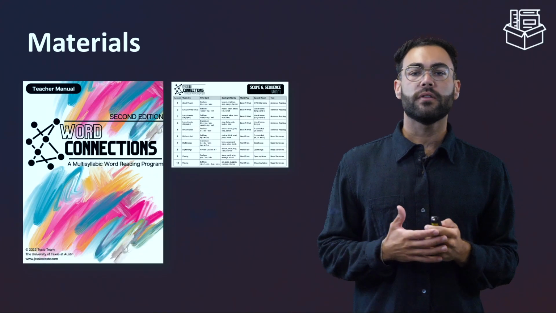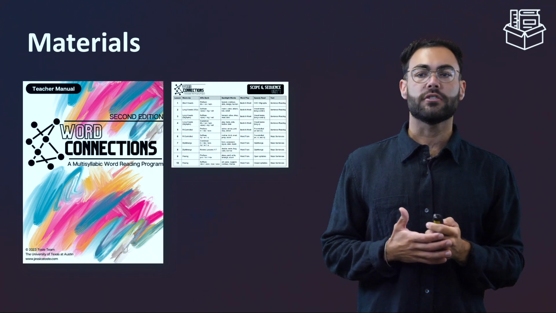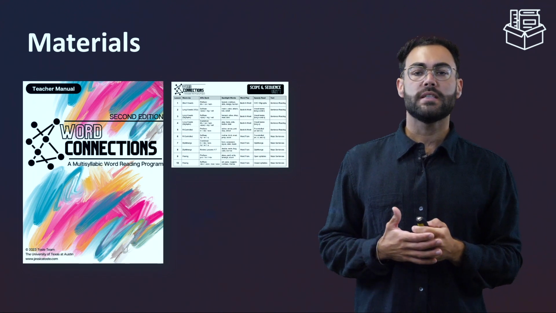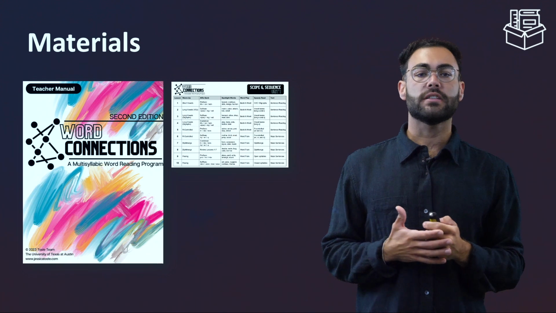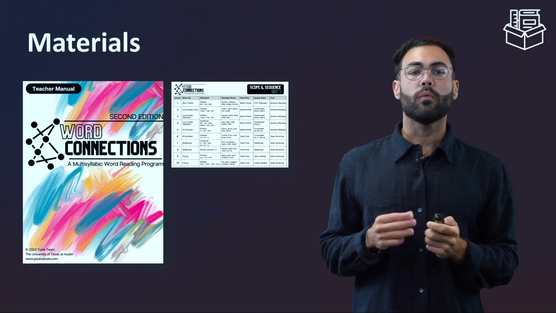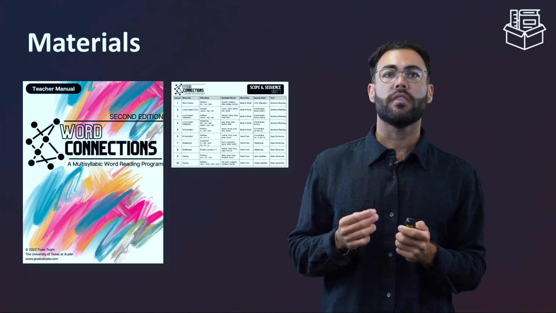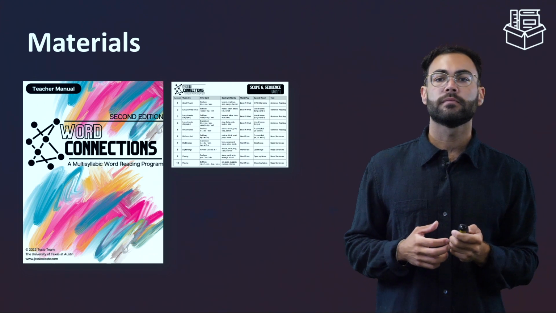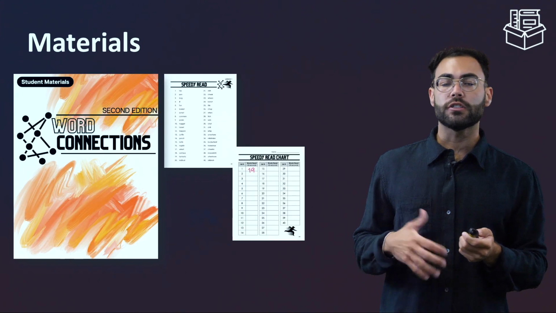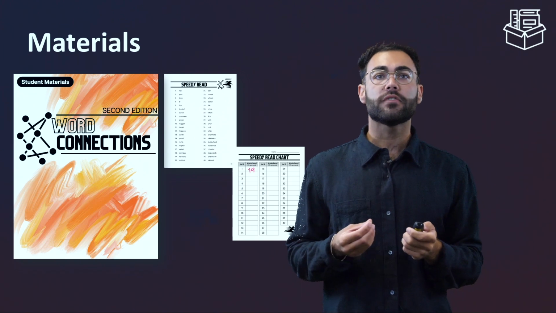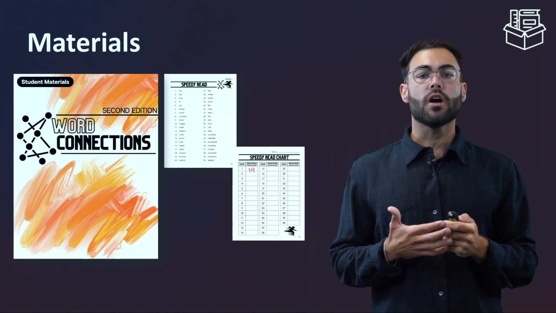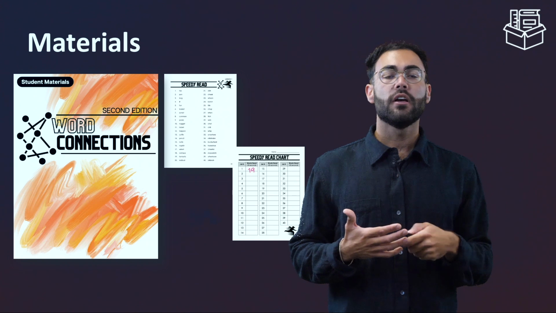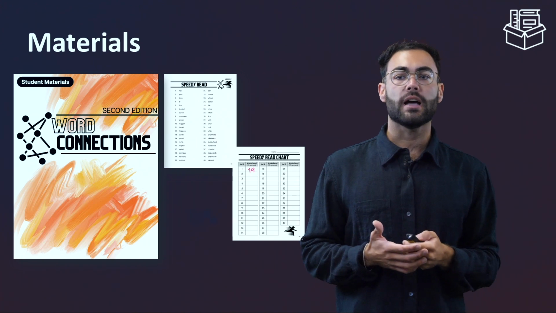The materials for Speedy Read include the teacher manual scripting for each lesson, and also the scope and sequence, where words have similar patterns for lessons 1 through 20, and teachers can find what types of words are targeted within each Speedy Read list. The student materials include the Speedy Read list for each lesson, along with a Speedy Read chart where students will track their progress, looking at their speed and growth over time throughout the program.